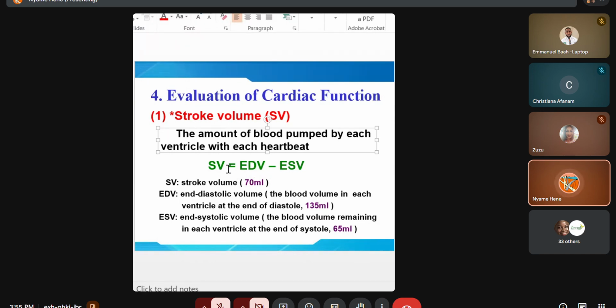So the stroke volume is the amount of blood that is ejected from the heart at each ventricle, at each contraction.